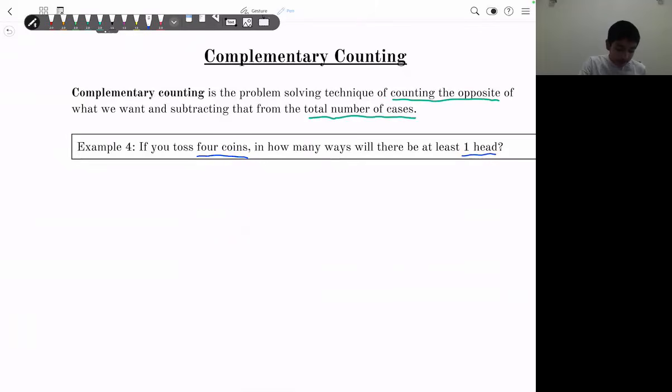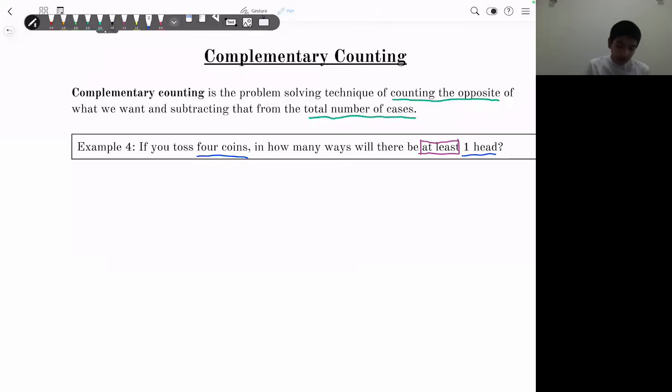So generally for complementary counting problems, the words "at least" typically mean complementary counting is probably what you want to use for the problem. So make sure you remember that if you see "at least" in a problem, think maybe you should use complementary counting. So let me demonstrate this technique. If you toss 4 coins, in how many ways will there be at least 1 head? So let's just say these are the 4 coin flips.